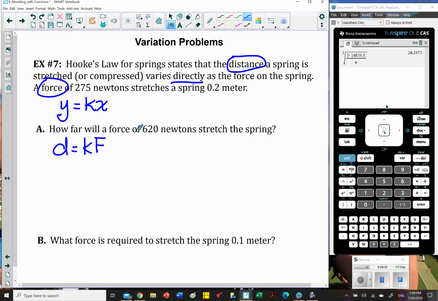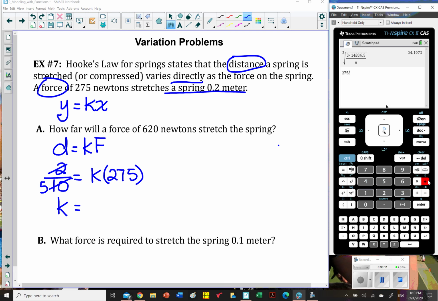And we want to know how far will a force of 620 newtons stretch the spring. And they've told us that a force of 275 stretches a spring 0.2. So let's use that amount. If we know 2/10 is the distance that a force of 275 will stretch, we need to know what that stretch factor is. So 2 goes into this 5 times 275. Whoop, did it backwards.